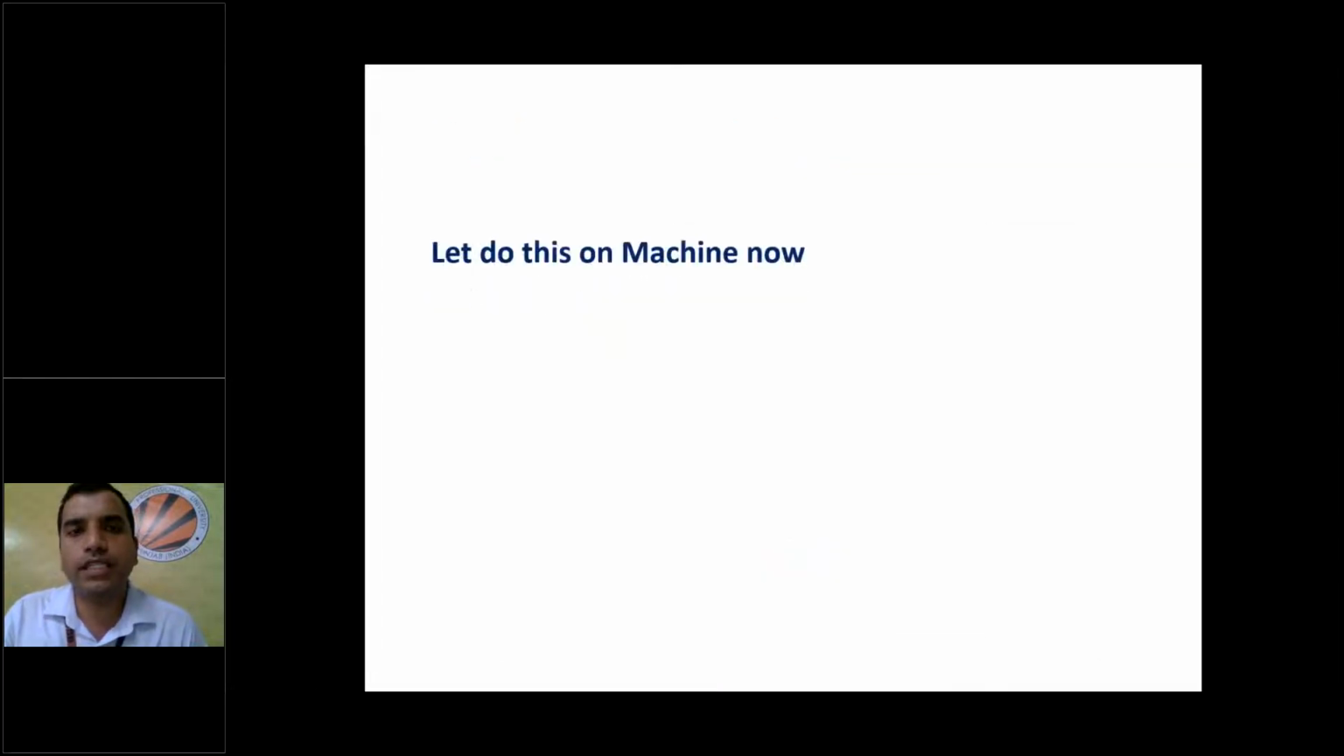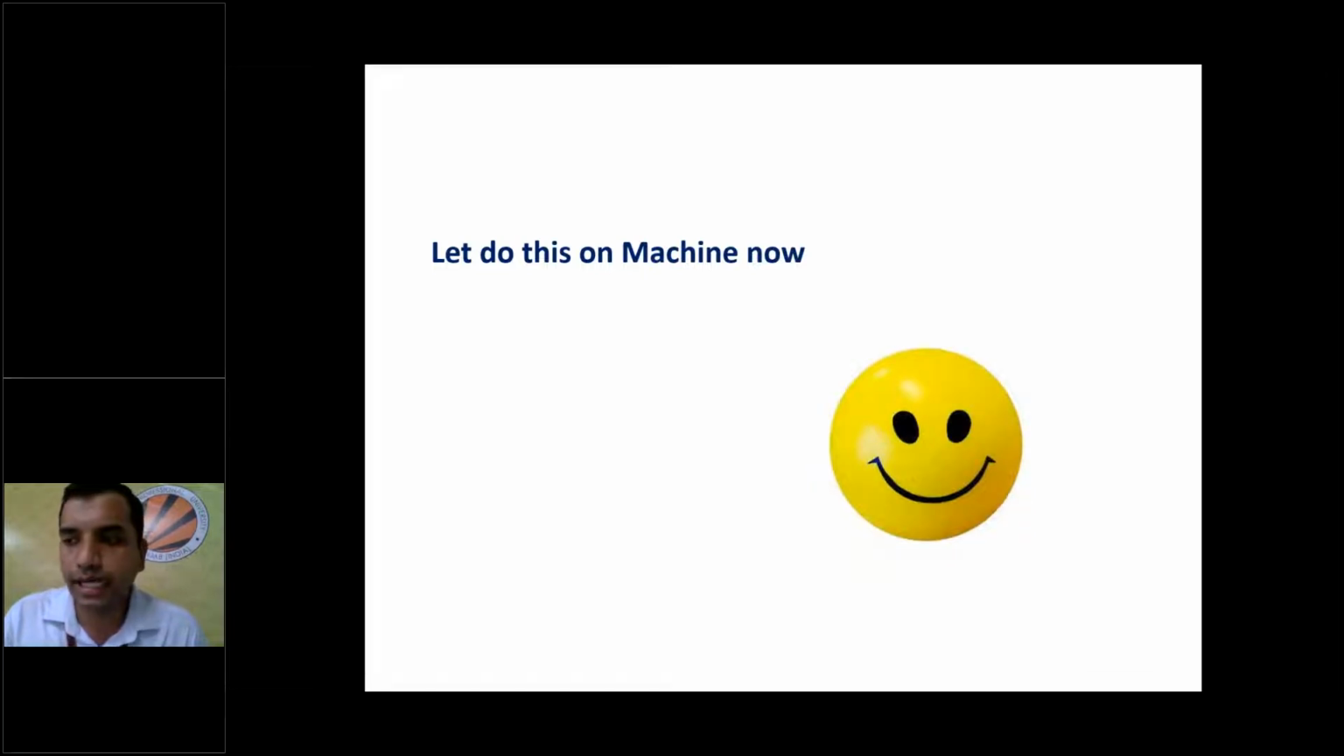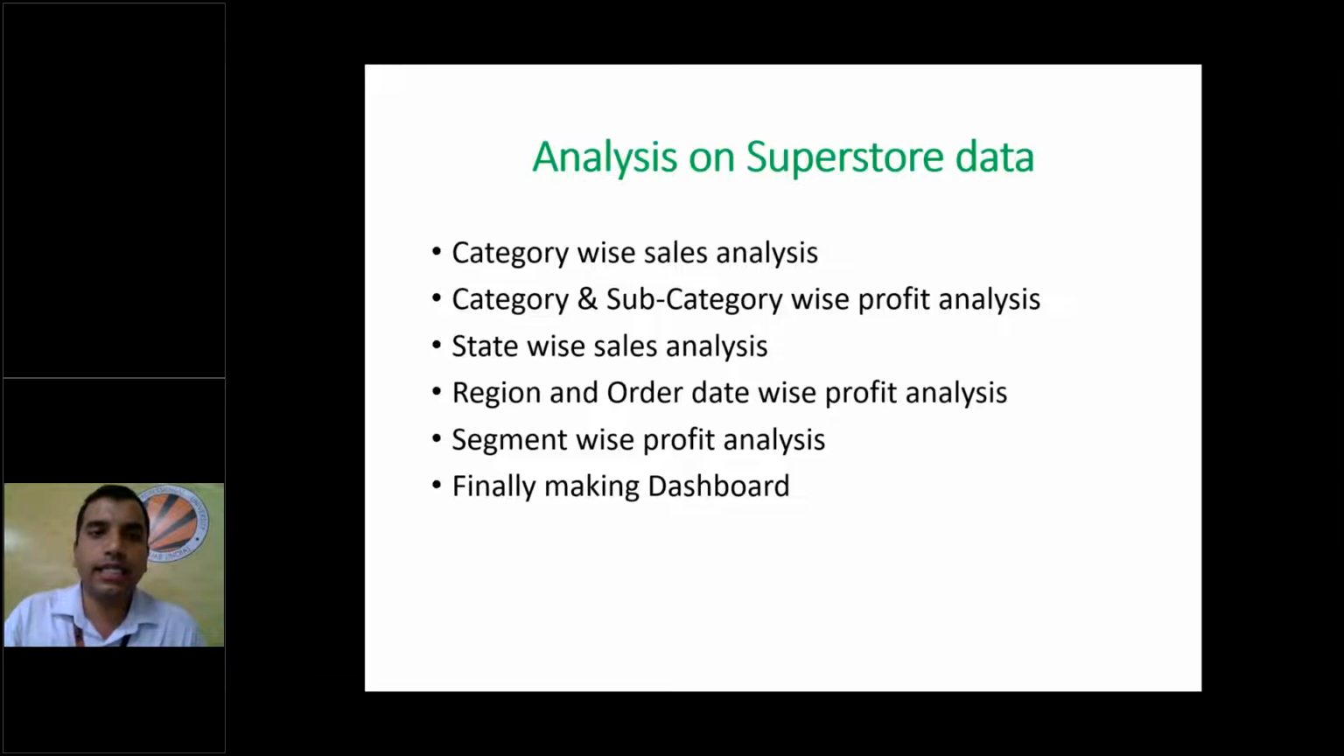So without wasting much time, let's do this on the machine now. I will demonstrate some data sets and then we will go with the discussion here. The first analysis that we will do is the analysis of the Superstore data set, where I will show you some visuals like category wise sales, category and subcategory wise profit analysis, state wise sales analysis, region and order date wise profit analysis, segment wise profit analysis, finally making a dashboard. This is the first dashboard that we'll make out of the Superstore data set.